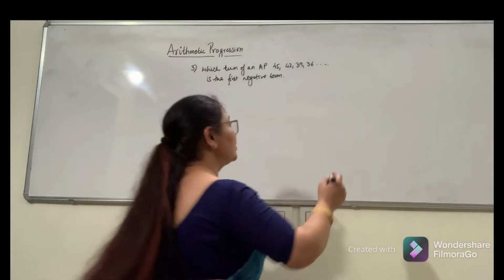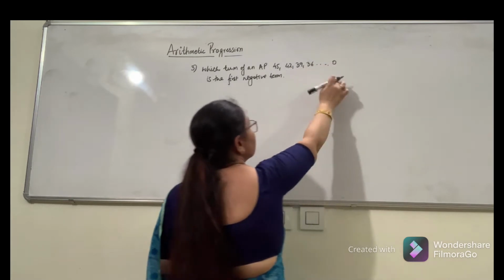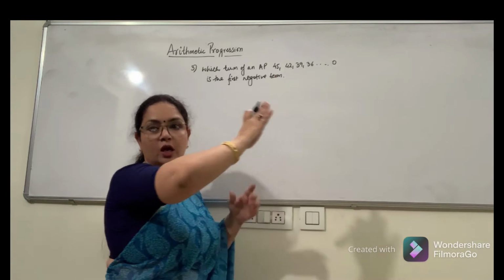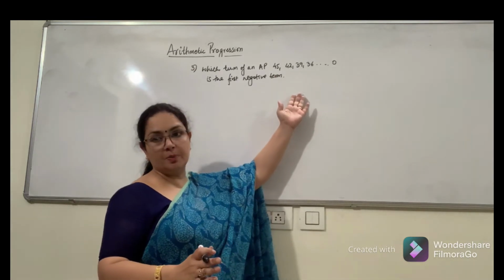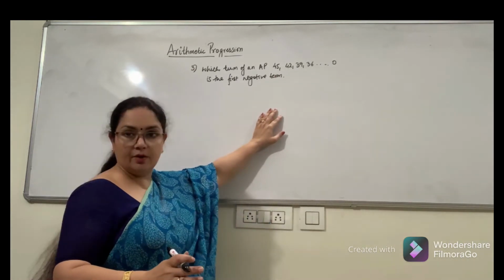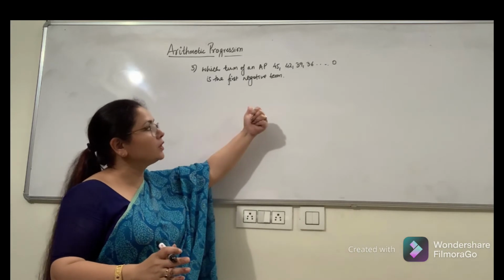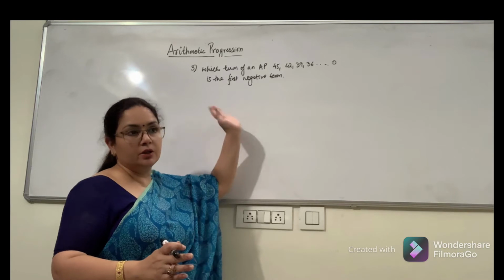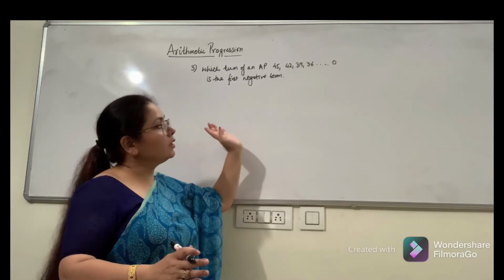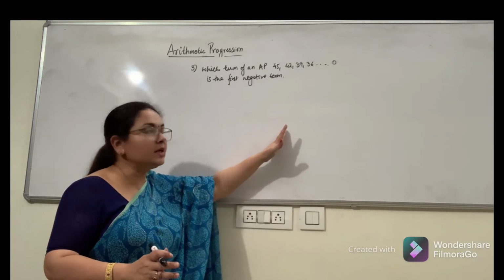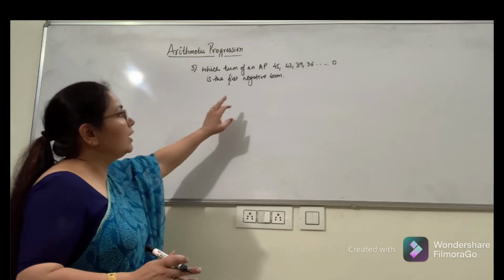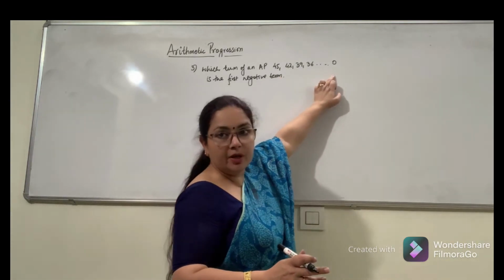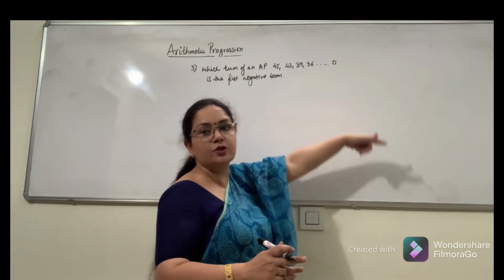I'll find the term which is zero, because this is a decreasing AP. Somewhere it will get reduced to zero. So I'll find zero is which term of the AP. Once I calculate which term is zero, the very next term will be negative only. When I get that number, I'll add 1 to it and I'll get the first negative term.